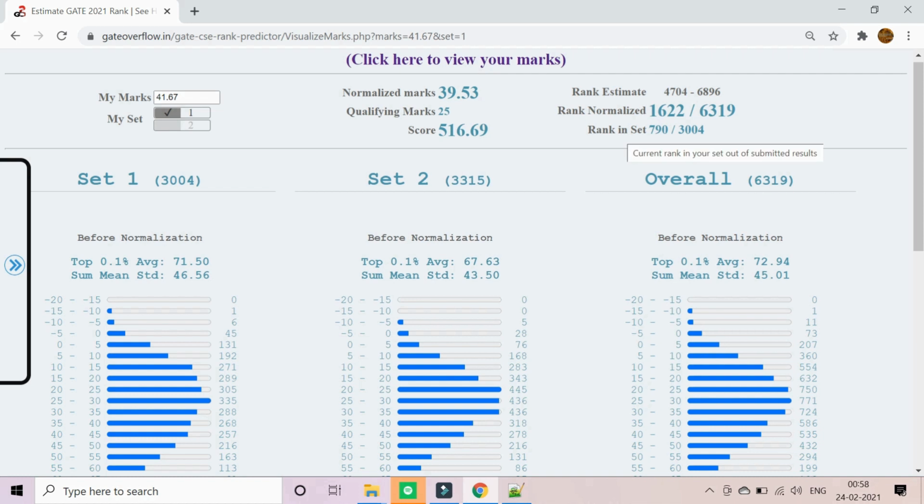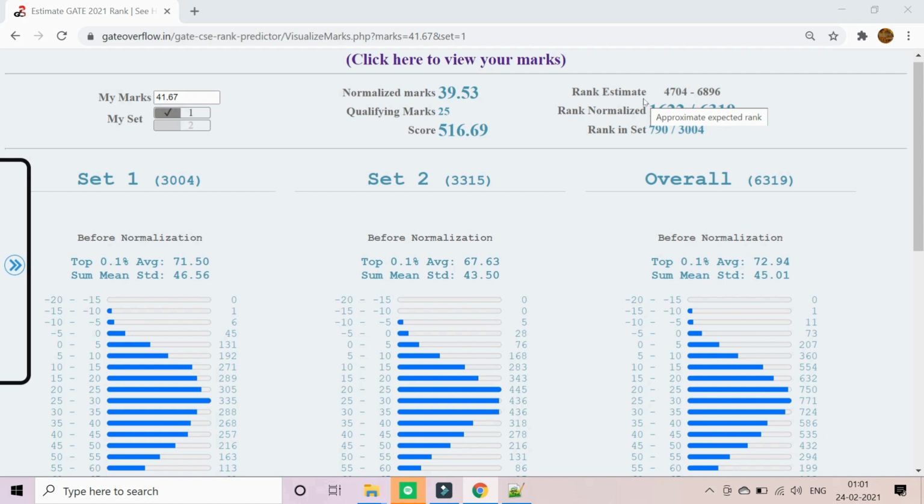Rank in set. This is the rank out of total submissions in set 1. Rank normalized. The rank normalized is just the rank based on the normalized marks. Final rank is expected to be in the range given. So currently his rank is 1622, based on the normalized marks 39.53. Rank estimate. The rank estimate is between 4704 and 6896.